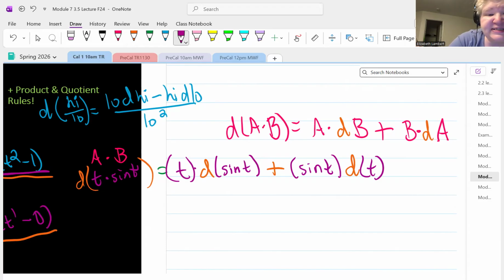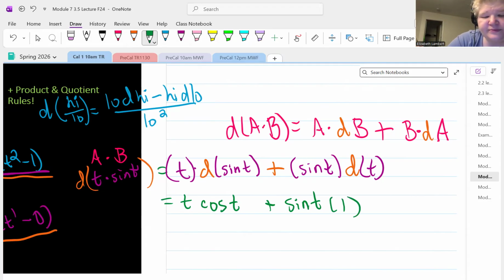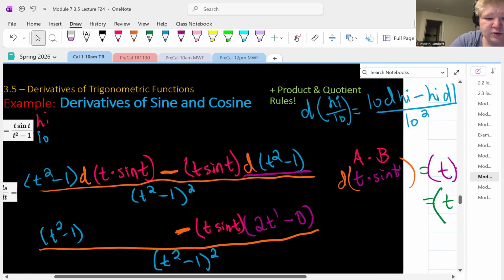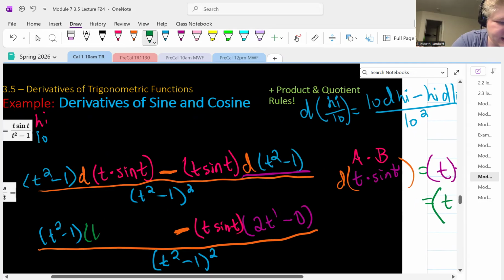Now I'm going to do my derivatives inside that. So I keep my t. The derivative of sine t is cosine t plus I still have sine t. And then the derivative of t is 1 t to the 0, which is just 1. So our derivative of this weird product is t cosine t plus sine t. So rewind it over here. T cosine t plus sine t.